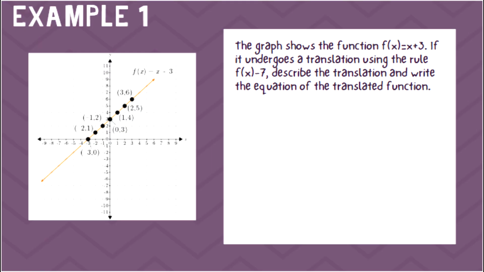Here is the third part of the lesson, example number 1. Now we're not dealing with the parent function. We're not starting with the parent function. We're starting with the translated one. The graph shows the function f of x equals x plus 3, which makes sense because this is the parent function and it moved up 3 units. If it undergoes a translation using the rule f of x minus 7, describe the translation and write the equation of the translated function. So we're taking an already translated function and we're translating it more.